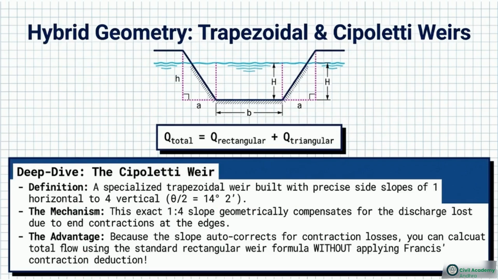As the cross-section displays, it is essentially a rectangular weir flanked by two triangular V-notches. Let's focus on the deep dive text for a specific variation called the Cipolletti weir. It is built with a precise side slope of 1 horizontal to 4 vertical. This specific angle increases the flow area at the edges, which compensates for the volume loss to end contractions.